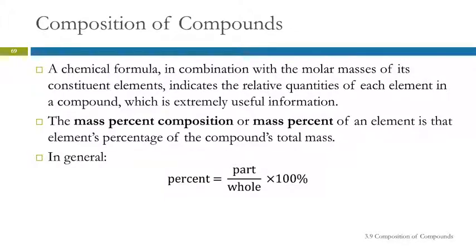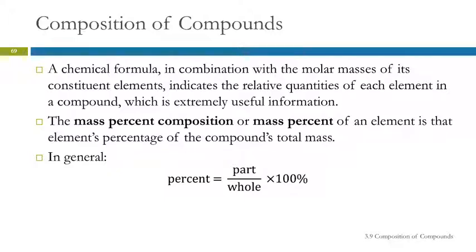Okay, composition of compounds. When we look at the chemical formula and we know the molar masses of the elements that make it up, we can figure out the relative quantities of each element in a compound. And that can be very useful in certain situations.